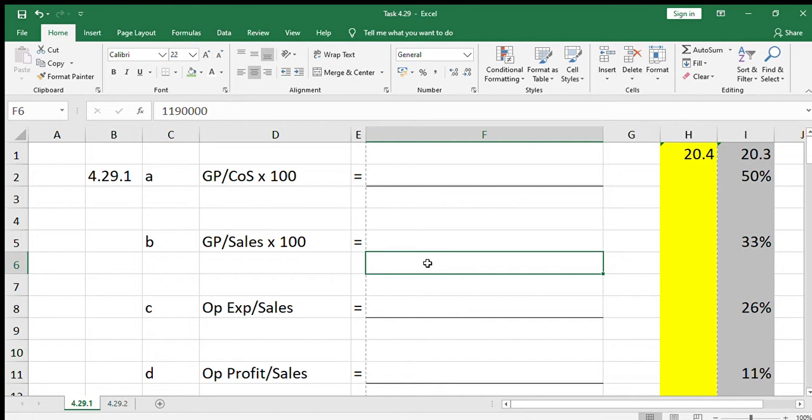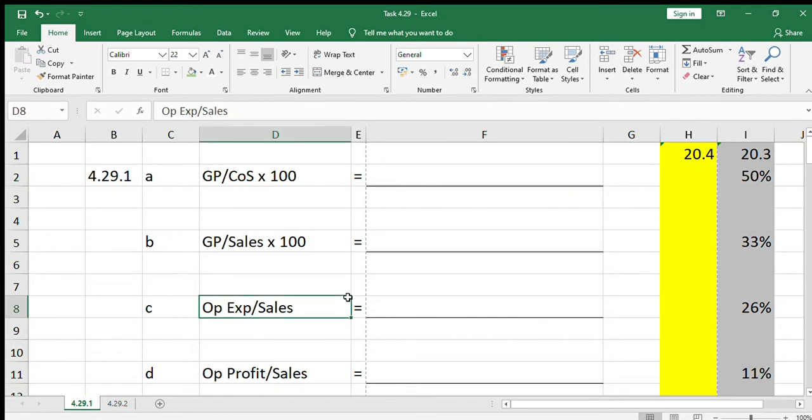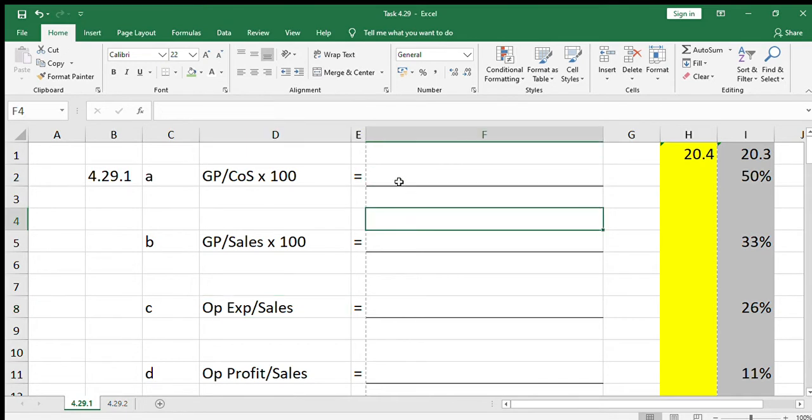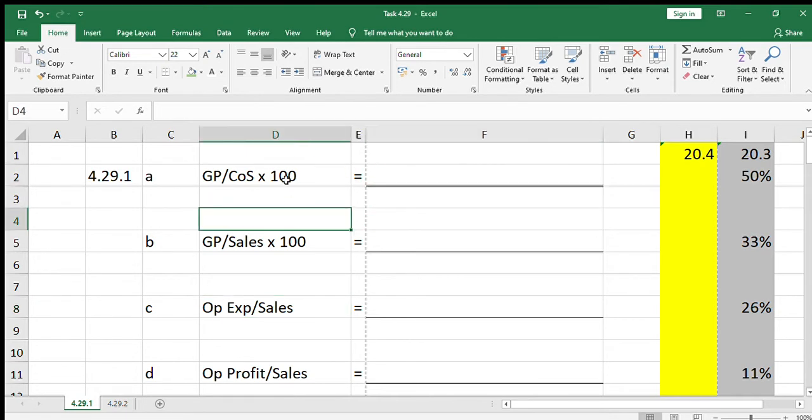We've been given information from the income statement, from the balance sheet, and also from the notes of the balance sheet. In the required on page 246, let's calculate the following indicators for 20.4. The 20.3 calculations are provided for you. I have made two columns here where, for 20.3, I've just typed in the figures, and we're now going to calculate for 20.4. The first one is gross profit on cost of sales, and the formula is gross profit divided by cost of sales multiplied by 100.